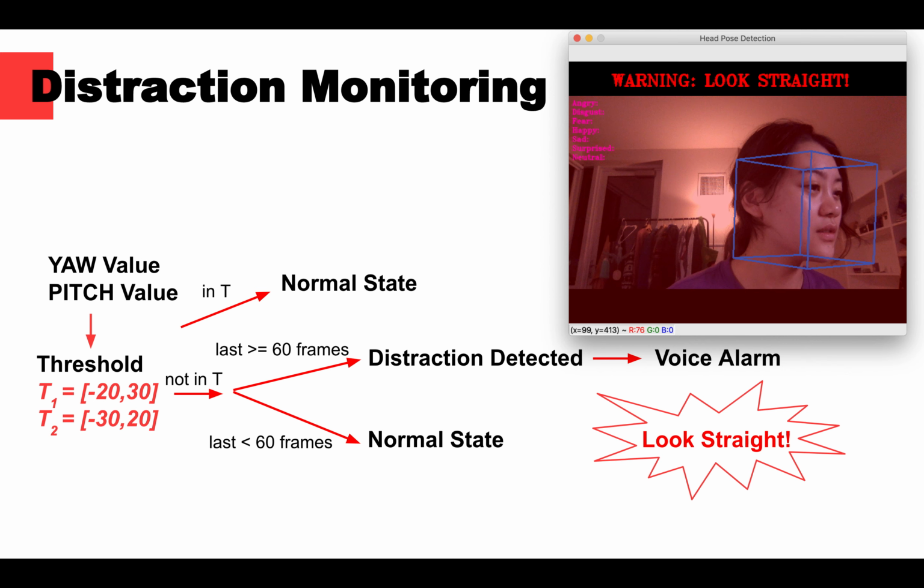Considering the drivers will also look around when driving to observe the roads, but this won't be too long, we set the lasting time to be within 60 frames. When the thresholds are crossed for more than 60 frames, the voice alarm will be triggered saying "Please look straight", and other situations are normal.